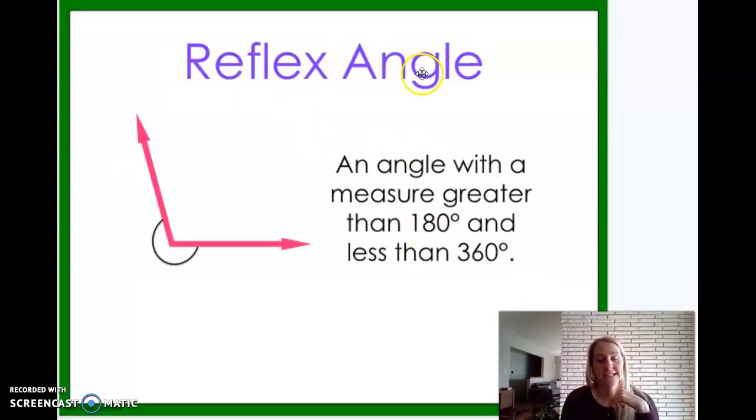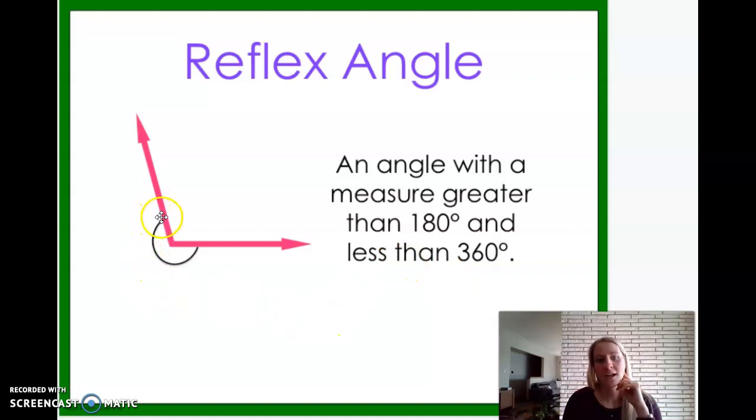A reflex angle. This is one we won't work with too much, but a reflex angle is an angle with a measure greater than 180 degrees, which is our straight line. So it has a measure of greater than 180 degrees and less than 360 degrees. So 360 degrees would be a circle. So it is greater than 180, but less than 360.